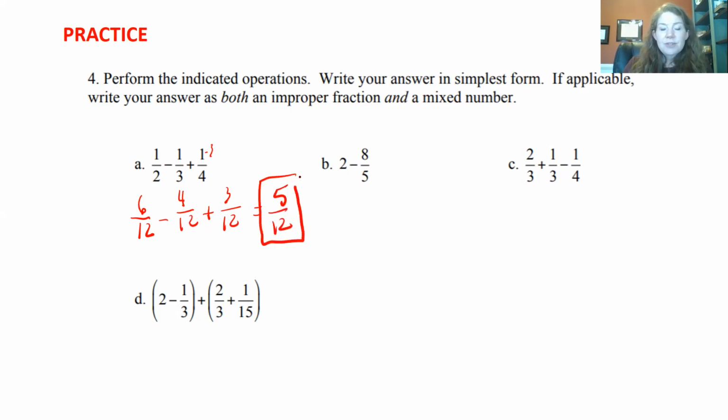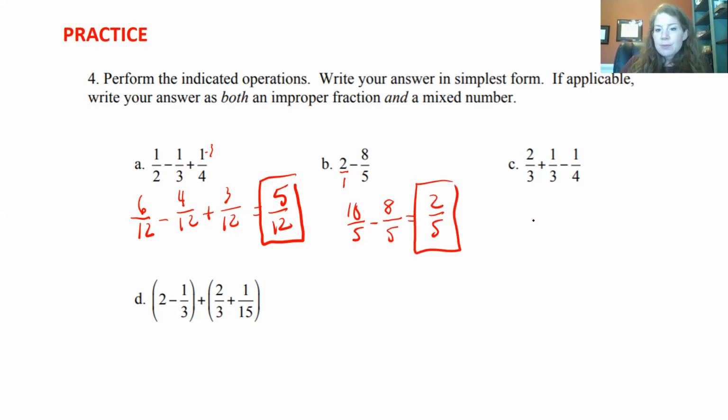That is the answer. All right, so for letter B, we're going to change that to 2 over 1. So then our least common multiple is going to be 5. The second one doesn't change. So 1 times 5 is 5. So 2 times 5 is 10. So our final answer is 2/5.